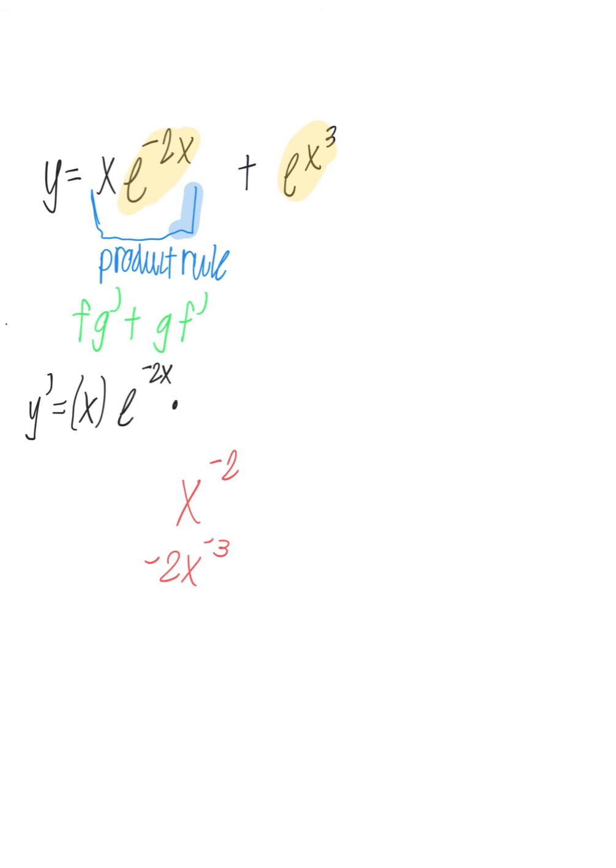The inside is this negative 2x right here. So the derivative of the inside is negative 2. So far I have written down, copy and pasted my f, which was x, and my g prime, which is e to the negative 2x times negative 2. And I'm going to actually go back and erase this.